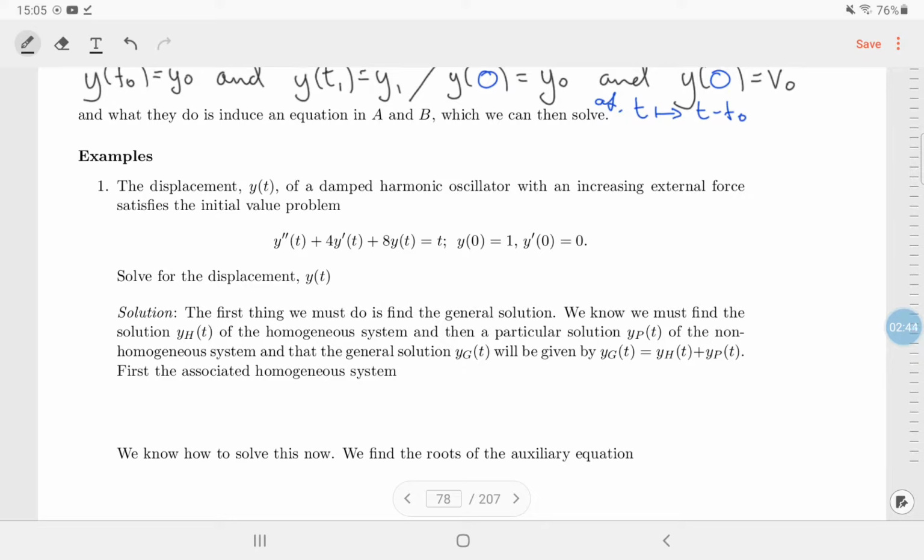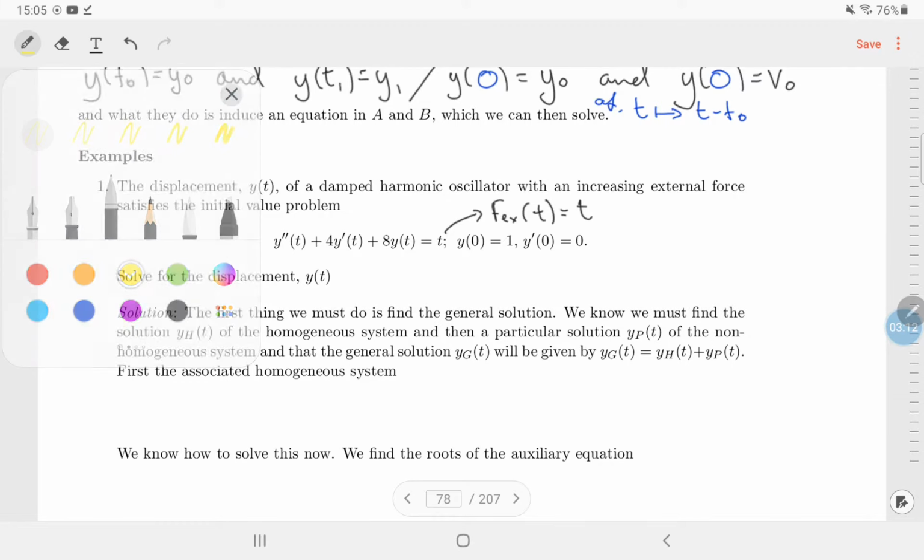They're long questions, they're no joke. Let's get down to it. So displacement y of t with a damped harmonic oscillator with an increasing external force. So the t here, this really shouldn't be time. It's an external force that just happens. Its value in whatever units is the same as the time. So it's a bit unnatural, but there you go. The force is increasing with time.